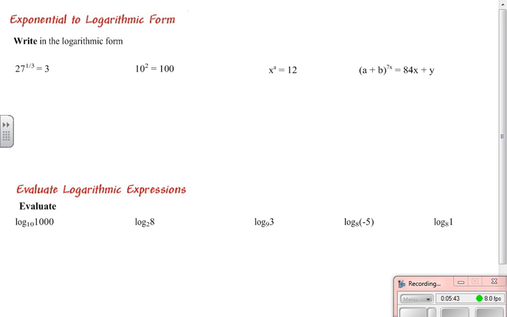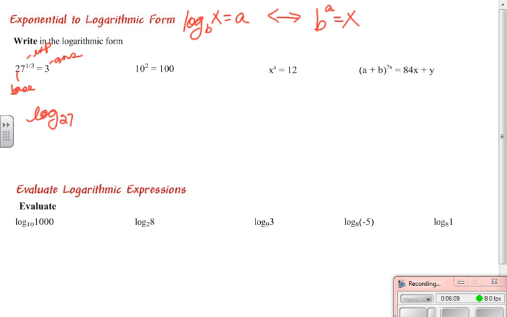Now let's look at our formula again. We have log base b of x equals a, and that's going to be exactly the same as saying b to the a is equal to x. So in this case, here's my base, here's my exponent, this is my answer. So where does everything go? Well, I've got log base 27 of my answer is the exponent, 1/3.